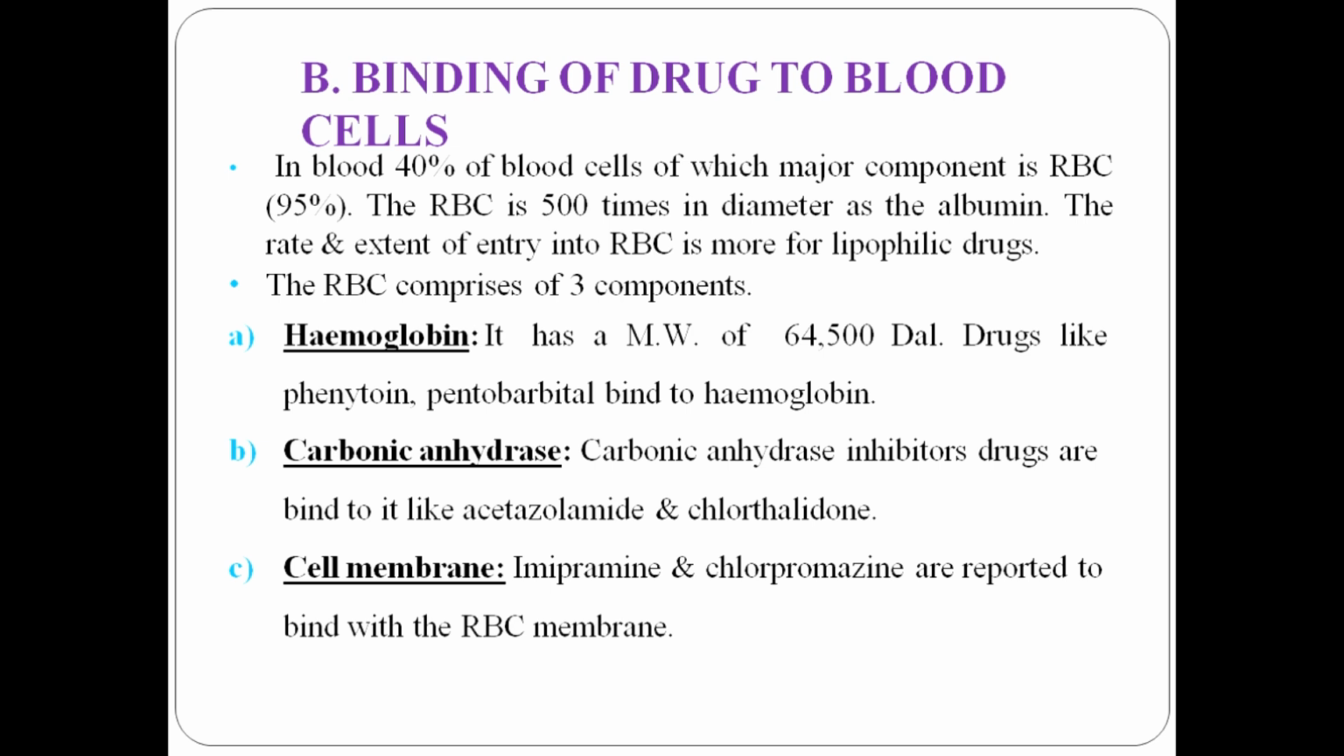RBCs comprise three components. First one is hemoglobin, second is carbonic anhydrase, and third one is the cell membrane. Hemoglobin binds drugs like phenytoin and phenobarbital, and has a molecular weight of 64,500 daltons. Carbonic anhydrase binds inhibitor drugs like acetazolamide and chlorthalidone. Cell membrane drugs are like imipramine and chlorpromazine, which bind with the RBC membrane.